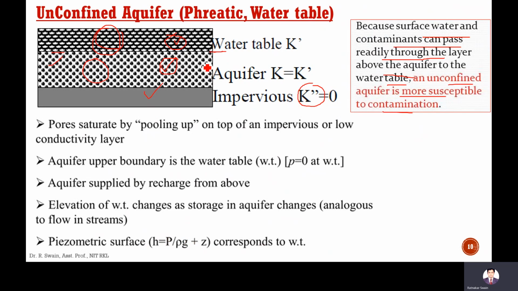So here will be the piezometric head. If you insert a piezometer, the water will not rise, because up to here it will be the piezometric head. The elevation of the water table changes as storage in the aquifer changes. The elevation may change if storage changes. Then it is like your flow in streams.